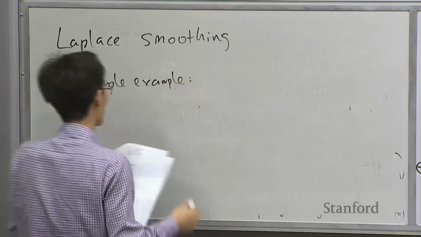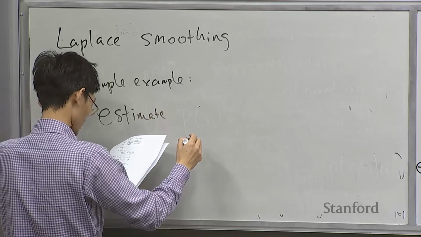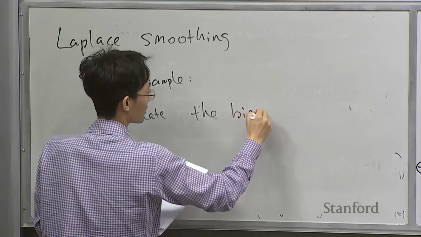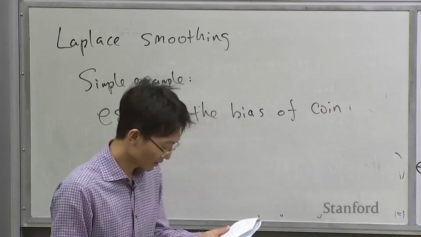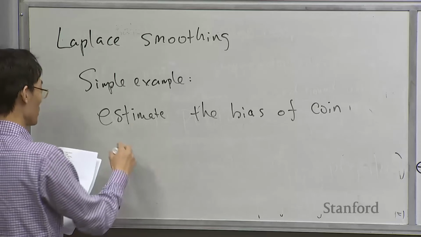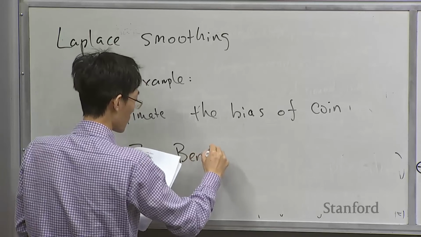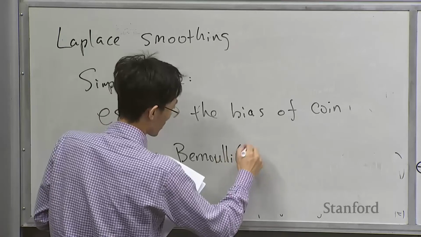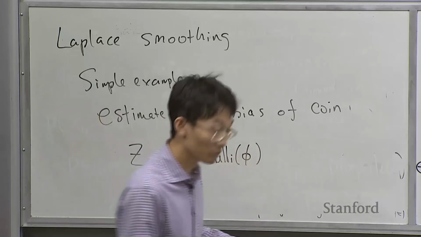So suppose you estimate the bias of a coin. Suppose you have a coin, and this coin is biased, it's not 50-50. So how do you know the bias of the coin? Or in mathematical language, it means you have a random variable z from a Bernoulli distribution with a parameter phi, and this phi is something unknown. It's not a half, and you want to know what phi is.